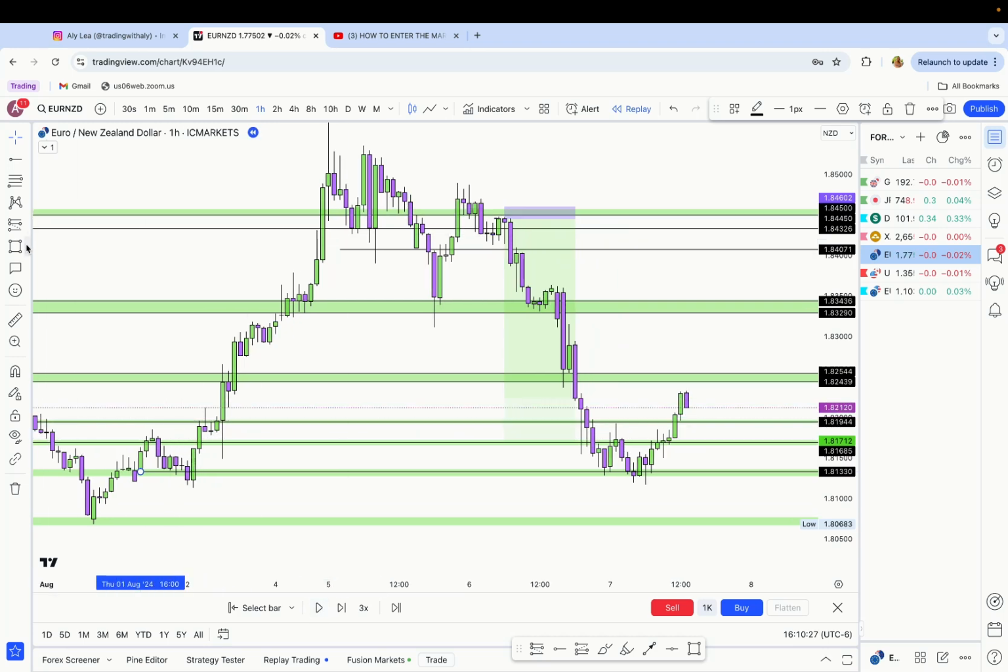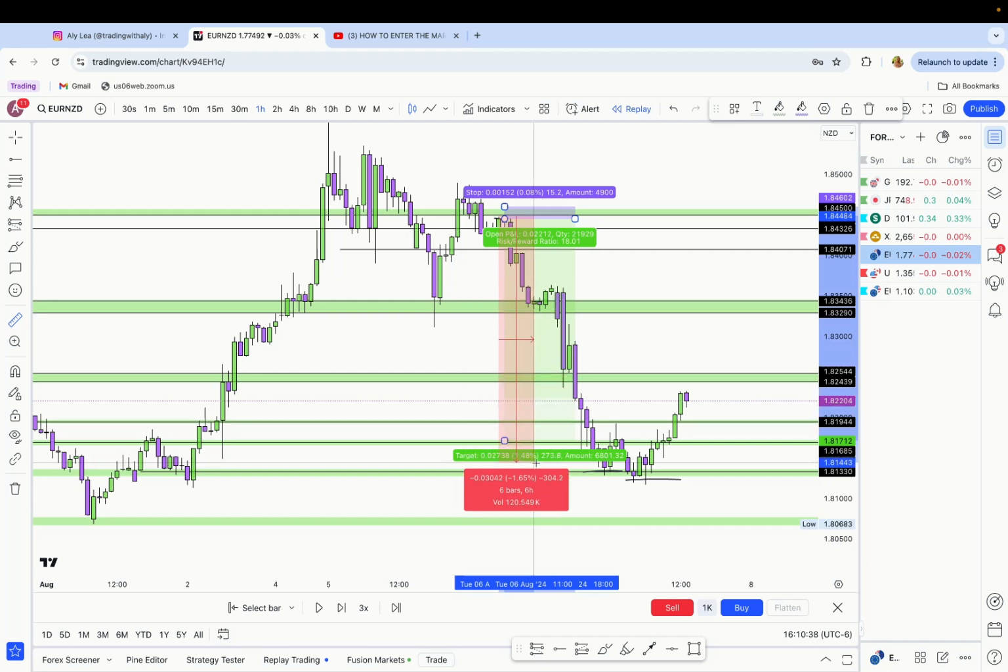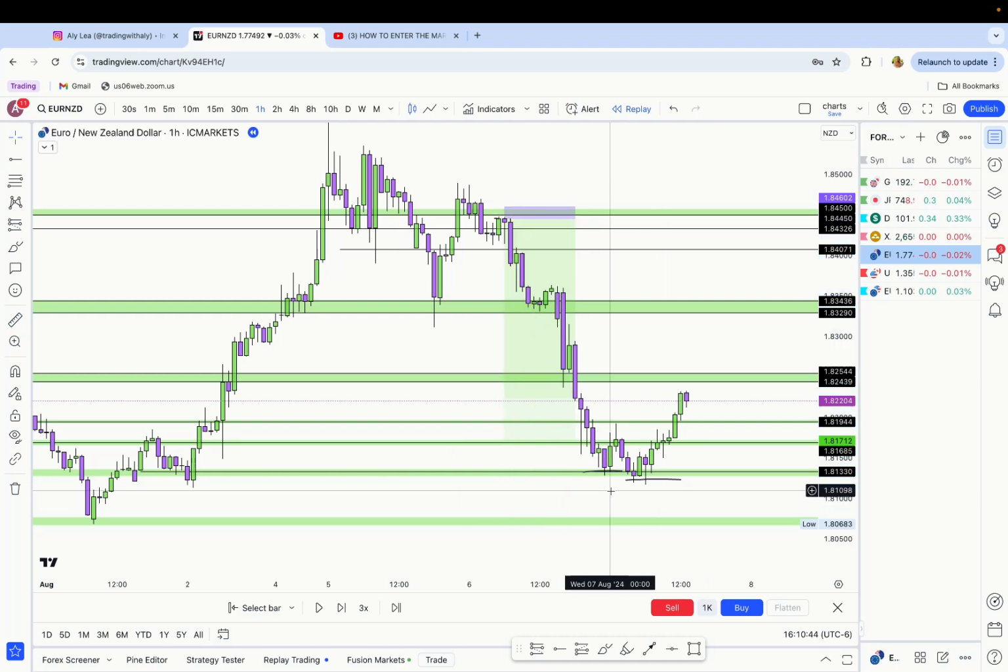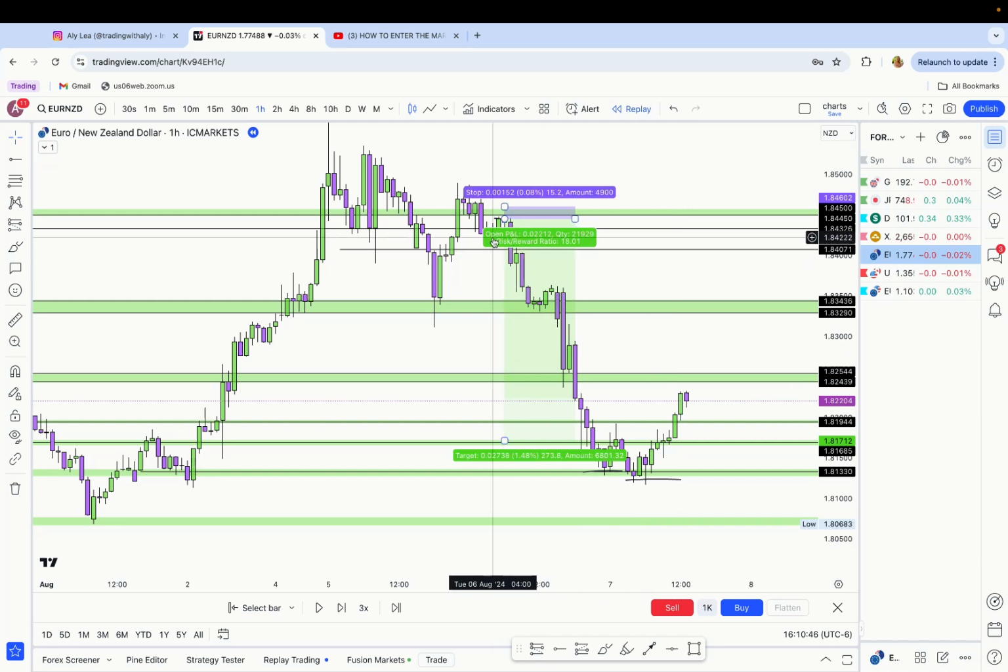Okay, so we had one reaction, two reactions, and it can't break below. So then it starts correcting. This is normal because again, you have to measure how long it has been dropping. It's been dropping 328 pips. Okay, so that's a lot. So it needs to correct and different days are coming in.